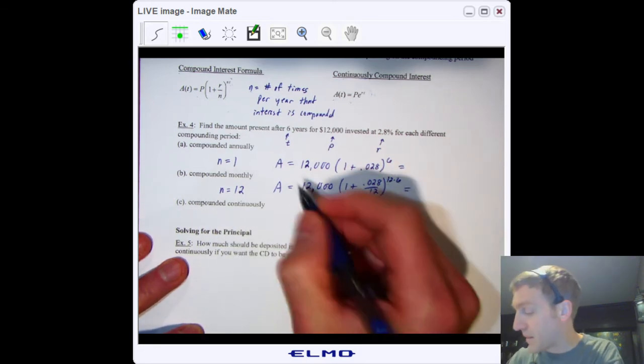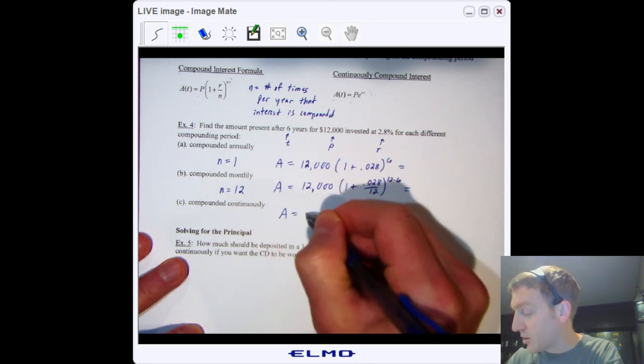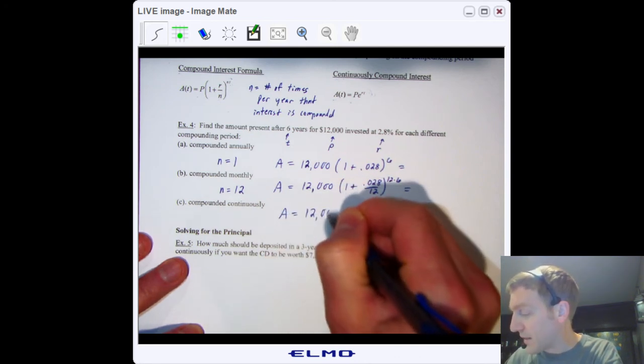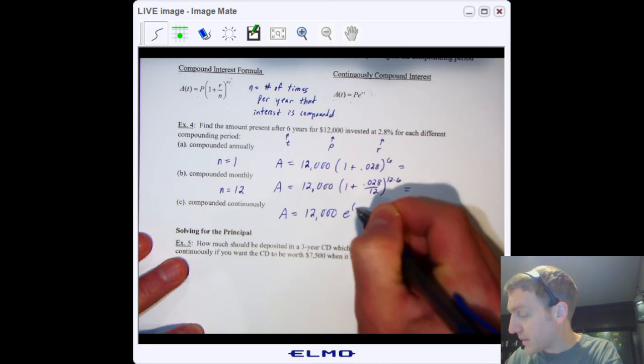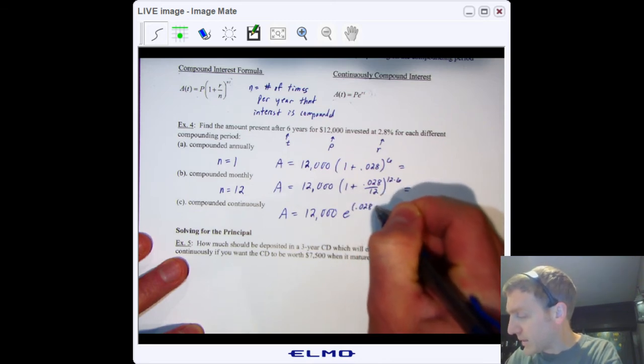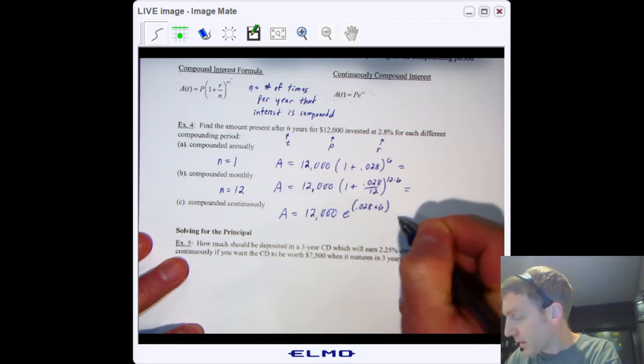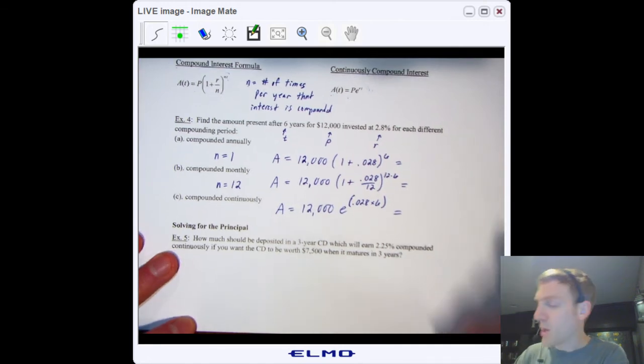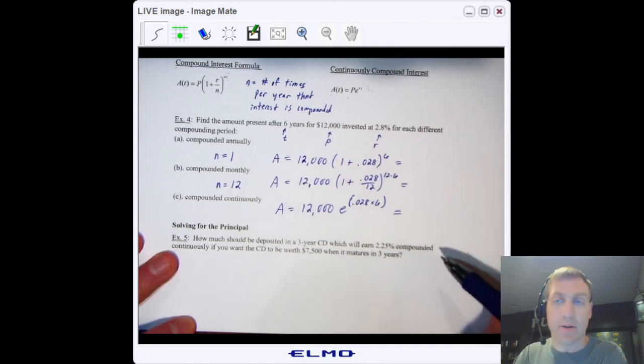And then lastly, compounding continuously. You're going to use your PERT formula. So 12,000 times e raised to the 0.028 times 6. Okay, so you can type those three in your calculator and compare the answers.